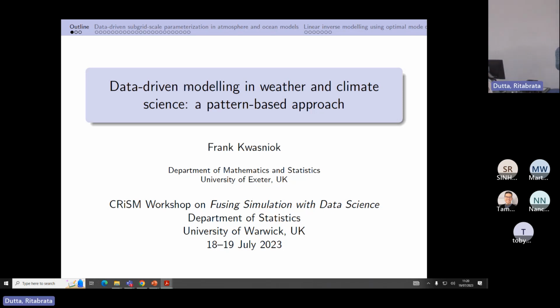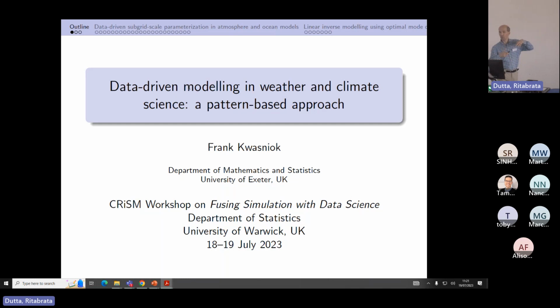Okay, thanks a lot for the opportunity to present my work here at this workshop. My talk today is about data-driven modeling. I changed the title slightly. It's a bit more general, but I will mostly talk about subgrid modeling. So it's more generally about data-driven modeling in weather and climate science, a pattern-based approach.